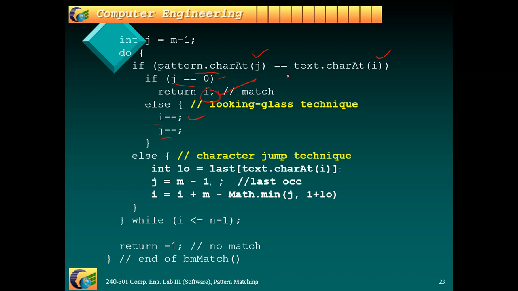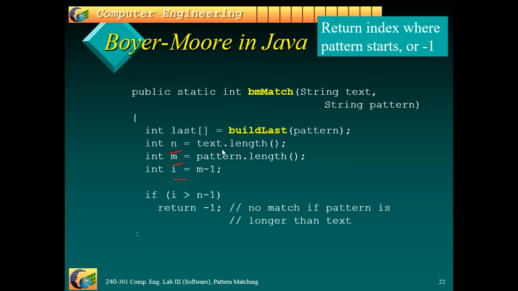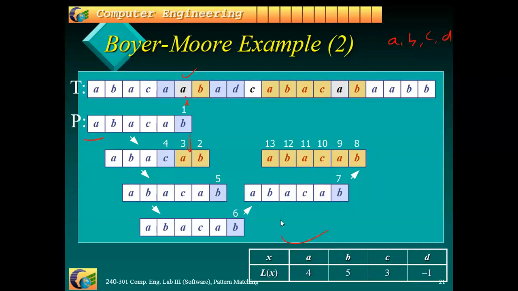But when there is a mismatch, right? When there is a mismatch, then you have to calculate the last occurrence value. The last occurrence is already calculated with the help of a function, and is stored in the last array. So just send that particular character of the text where you got the mismatch, which is text.charAt(i). If you send that to this particular last array, it will give us the last occurrence value that we have calculated here with the help of this table, you can see, right?